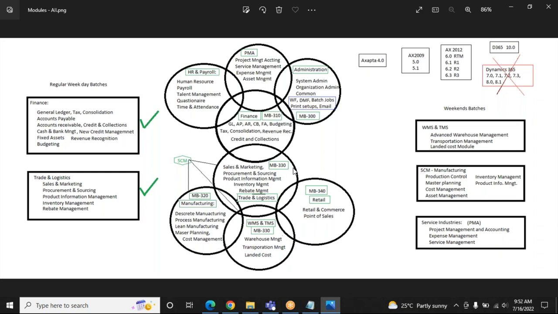After this training, for trade and logistics, the certification you mentioned, MB 330, I think, is enough to go for the exam. To be frank, for T and L you need to have this knowledge also: warehouse management, transportation management, landed cost. But for finance, you can go for MB 310.